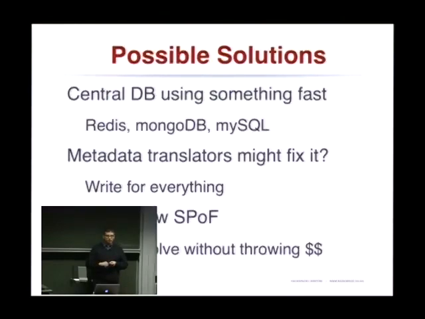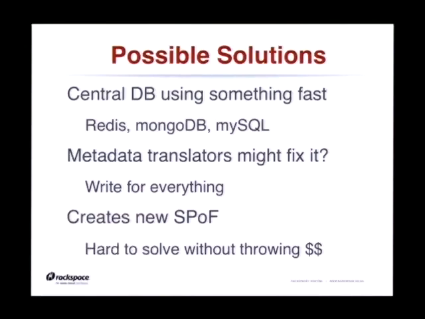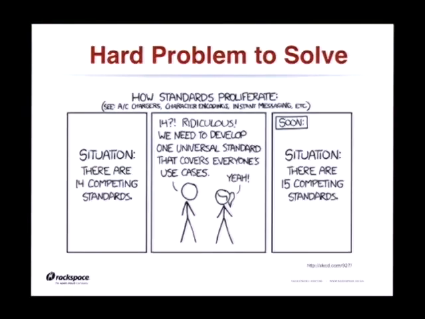I would say one solution would be, for example, creating a central database using something very fast, like Redis or MongoDB, if you like replication delays, or MySQL. Maybe writing some metadata translators, so have that central entity translate that back to every kind of metadata that you need from every single provider and execution of the flash metadata. The problem with this is that this creates a new single point of failure. So this is pretty much like XKCD, right? You have 14 standards. You say, hey, I found a solution for everything, I'll just create a new one, and then you have 15 standards competing against each other, which again sucks.